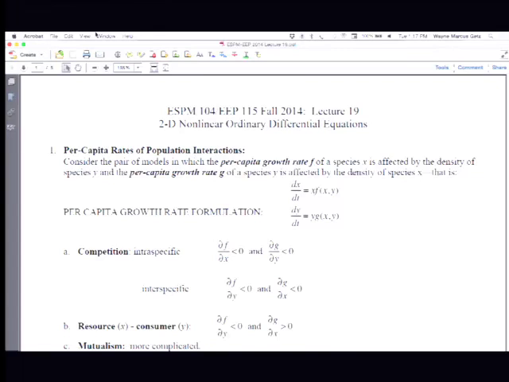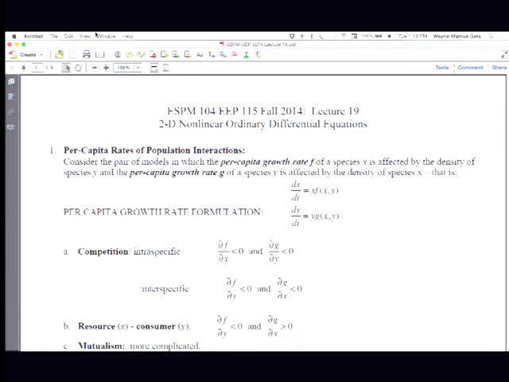So how would we write that mathematically? So we would write the derivative of f with respect to y is less than 0. That's competition. And similarly, if x and y are competitors, then y is competing with x and x is competing with y. So here I've got the equation for y and the per capita growth rate of y. And then I say the per capita growth rate of y is going to decrease as x increases. So df dx is less than 0. And I call this inter-specific competition. So that means between the two species.